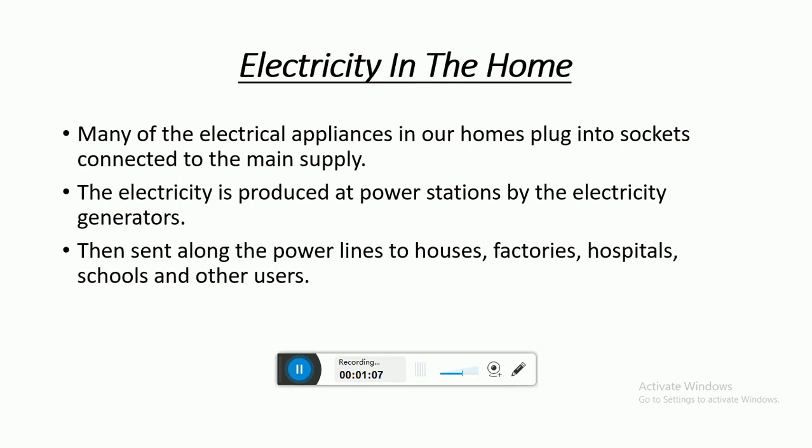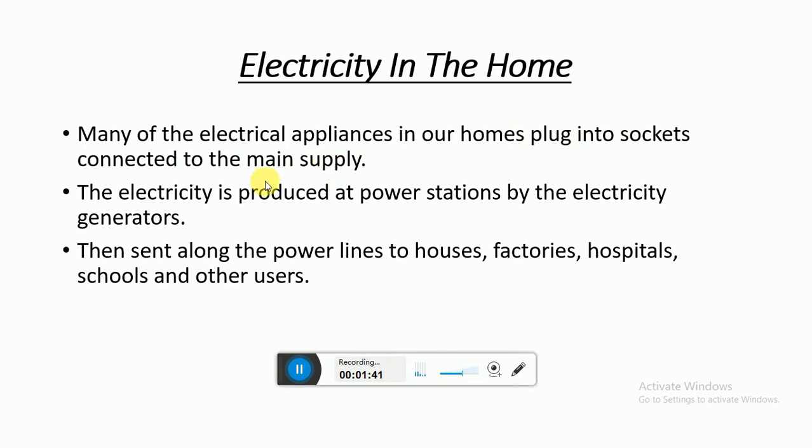electricity in the home. So as we know, many of the electrical appliances at our home plug into the socket connected to the main supply. Either that is electric iron, electric kettle, refrigerator. These are the major appliances in our home which are plugged into the socket connected to the main supply.